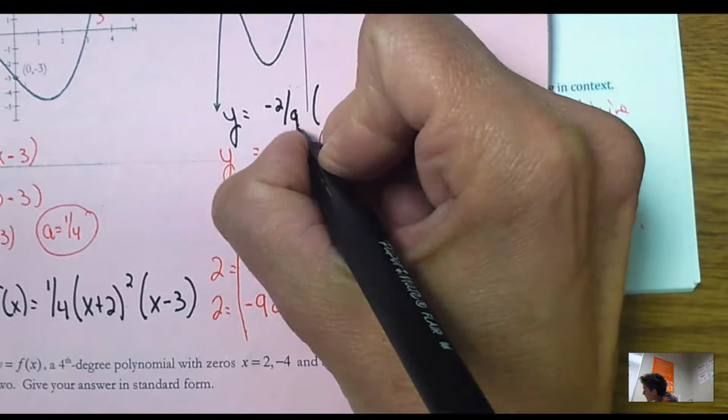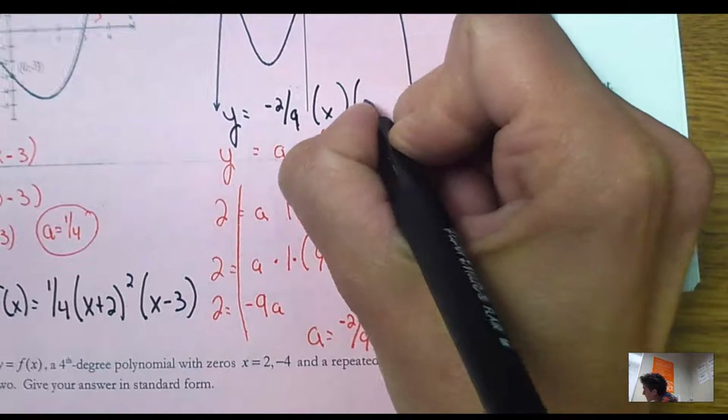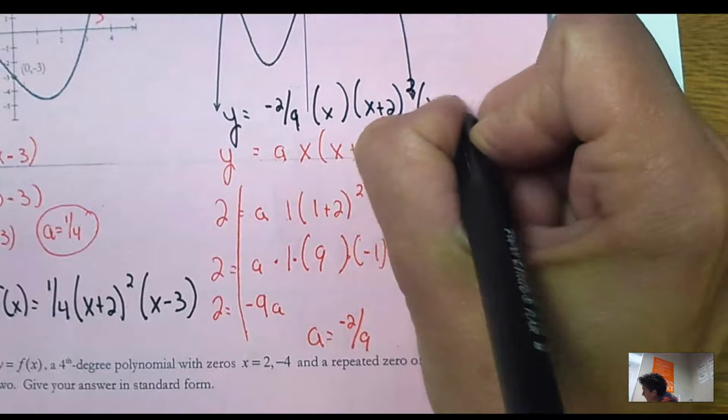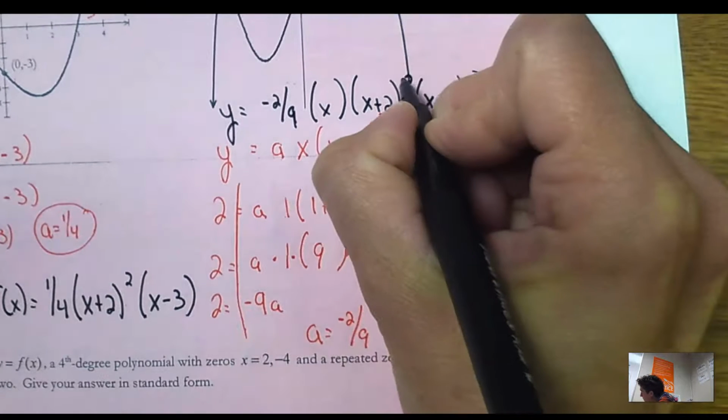So that's a 9. I'm going to put this x in parentheses now. Not that you need it. And then, that's a 2.